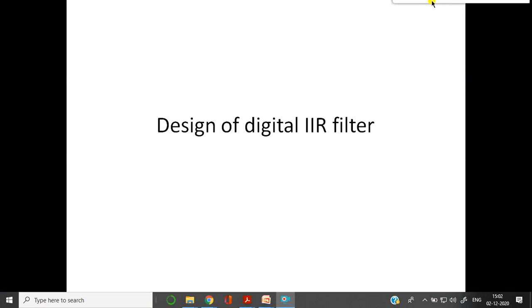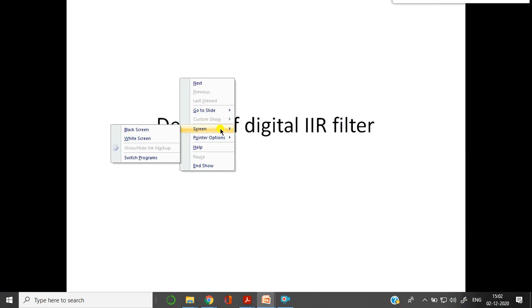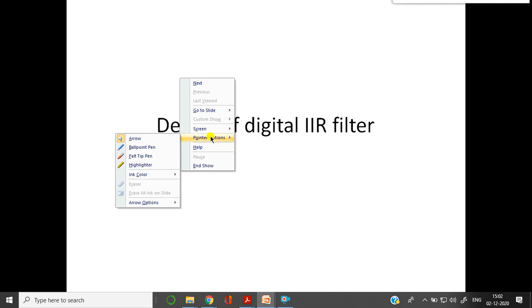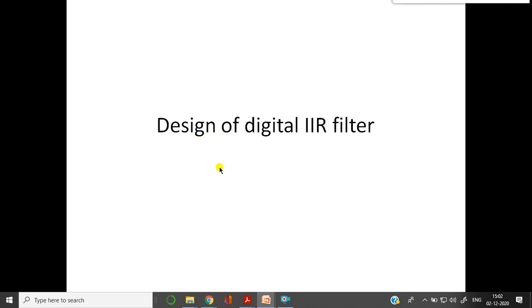In the previous sessions, we have discussed how to design an analog IIR filter, right? Now in this session, the next session will be on design of digital IIR filter. Now, what is the difference between digital filter and analog filter? Why analog filter and why digital filter?